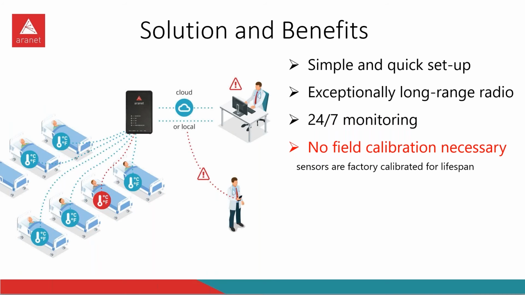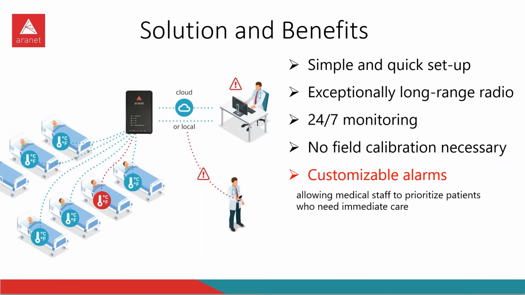There's no field calibration necessary, so the sensors are factory calibrated for their lifespan, which I also already touched on a little bit. And there's a nice extra feature of having customizable alarms. You can set alarm thresholds for specific temperatures, so whenever the alarm threshold is breached, either the patient becomes too hot or too cold, you get an alarm. It is also possible to add a mobile router to the pro base station, and then you can even send SMS to the responsible nurses. So if something happens during the night, the temperature is climbing, you can get an alarm quite rapidly.